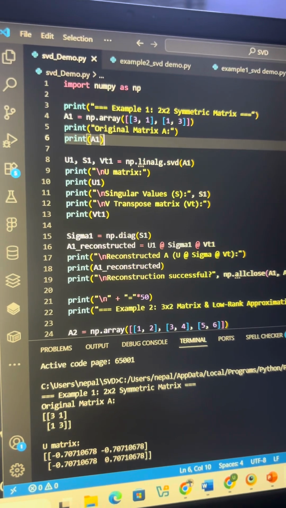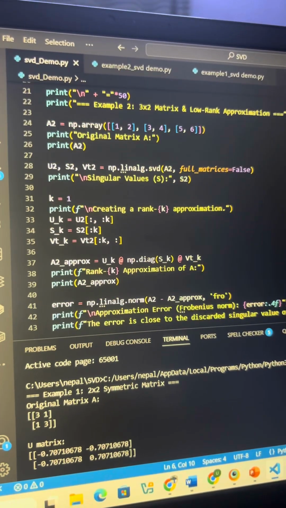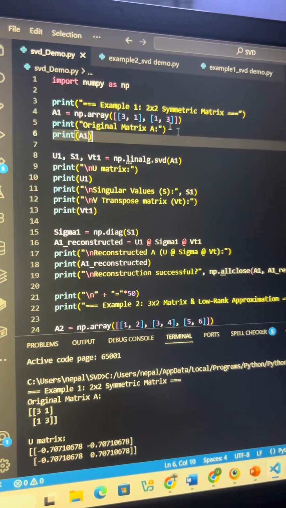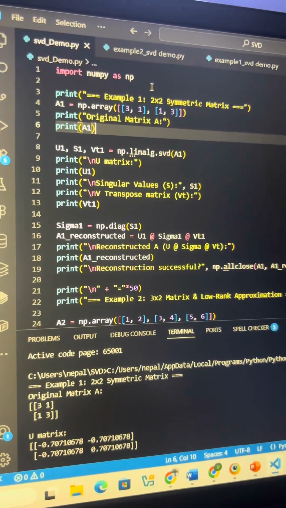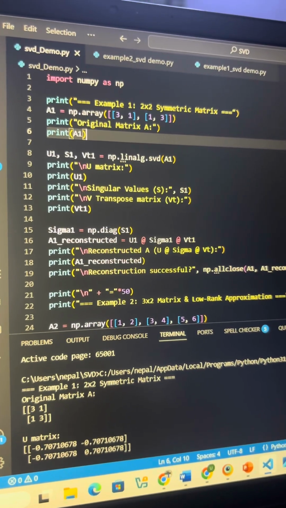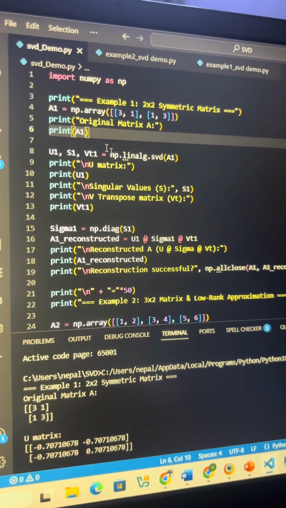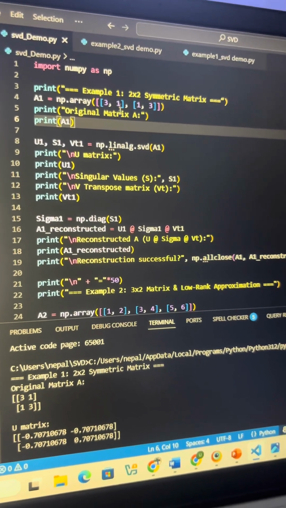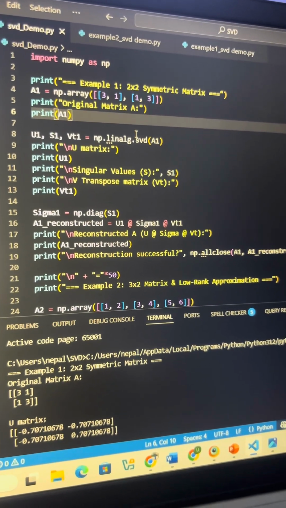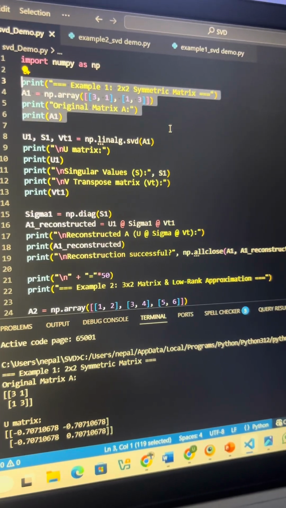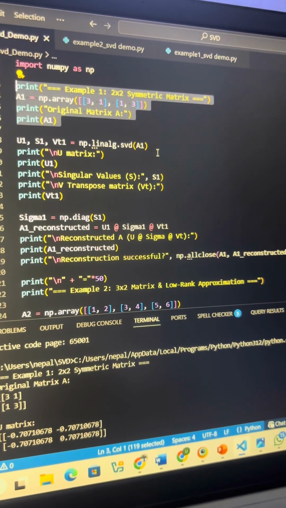So here you can see the implementation code. First of all, we have imported NumPy, which is Python's calculator for math and matrices. And this is the same matrix we worked on paper. We are creating it and showing it on our screen so we can see our starting point.